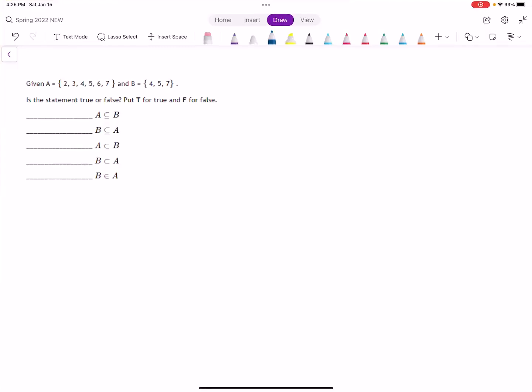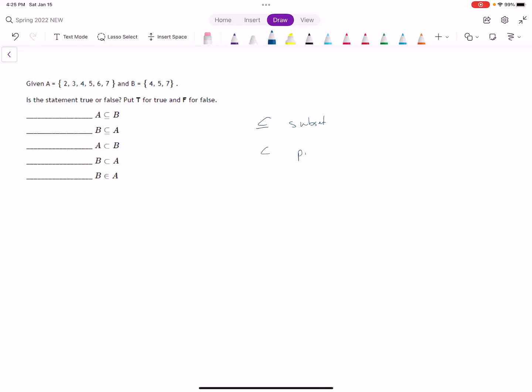All right, so in this question here, we're given two sets A and B, and we're asked to decide whether the following statements are true or false. So real quick, we want to go over the symbols here. So we have this symbol here, which is for subset. So that means everything in the first set is contained in the second one, or equal to.